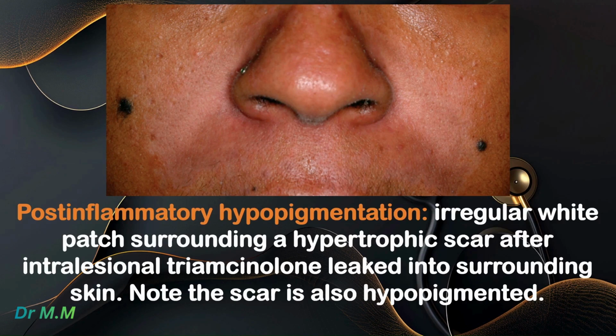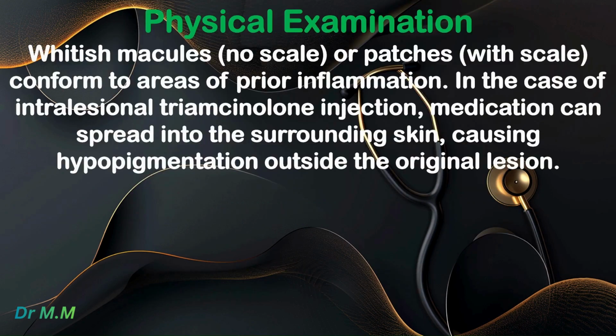Post-inflammatory hypopigmentation, irregular white patch surrounding a hypertrophic scar after intralesional triamcinolone leaked into surrounding skin. Note the scar is also hypopigmented. Physical examination. Whitish macules, no scale, or patches, with scale, conform to areas of prior inflammation. In the case of intralesional triamcinolone injection, medication can spread into the surrounding skin, causing hypopigmentation outside the original lesion.